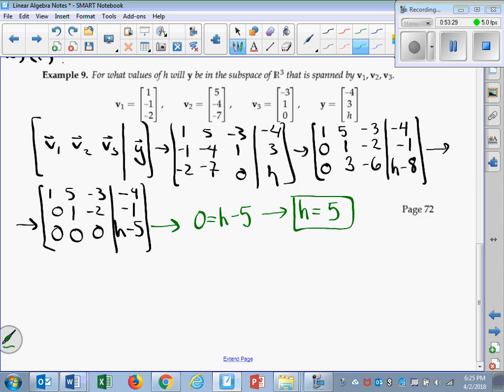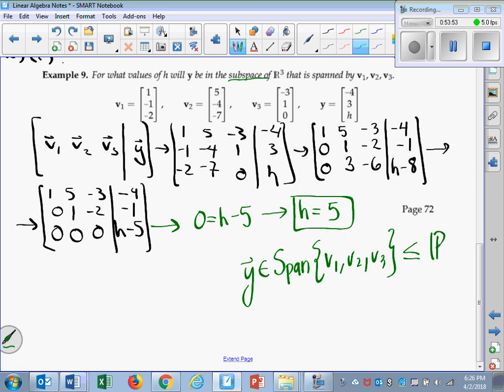So this is the same kind of question that we've been answering before this section, but now we're putting it under the context of subspaces. So now we're looking for y to be in this. So y is in the span of v1, v2, v3, which is a subspace of R3.